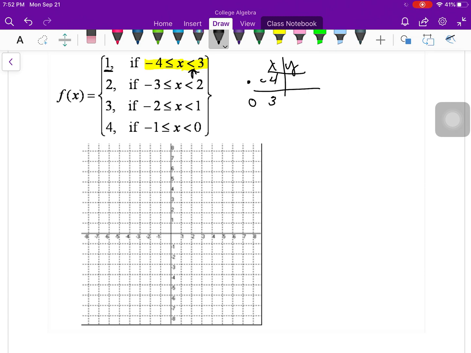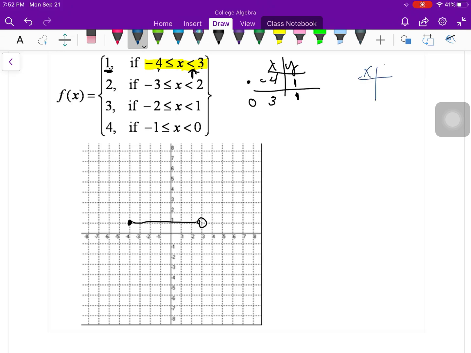There is also no x over here in the range. So that means -4 just goes to 1. It also means this 3 goes to 1 because there is no place to substitute it in. So it is just that horizontal value. So -4, 1, closed, to 3, 1, open. Horizontal line.